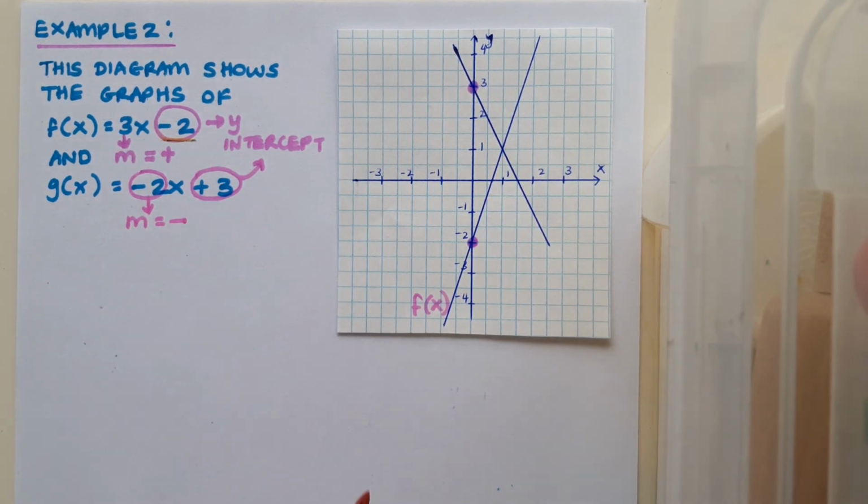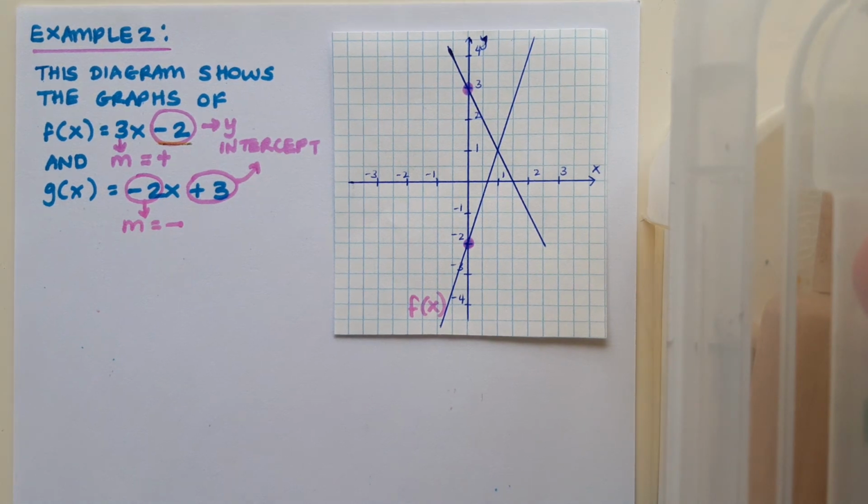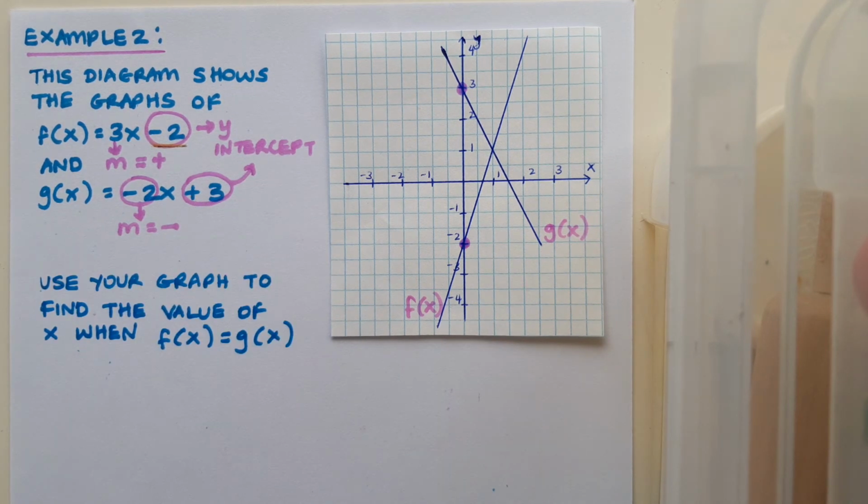And we can also see that our line is sloping downwards. So again, I'm happy enough that this must be the line g of x. Okay, now for the actual question. The question asks us to use our graph to find the value of x when f of x equals g of x.